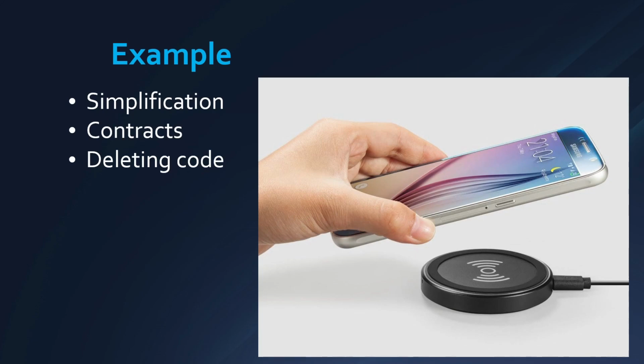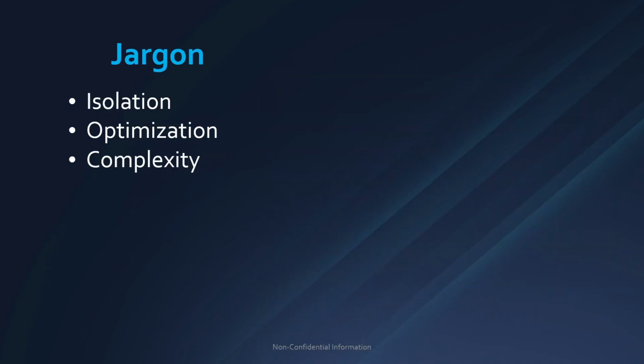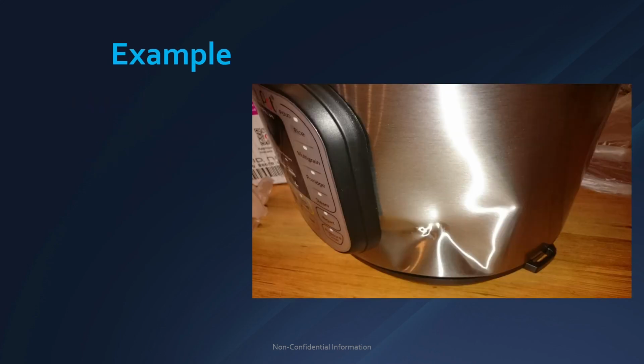And here is just an example of, we have a wireless charger. You put the thing on it and it charges. And again, everything that understands this interface can use it. Doesn't mean that it's backward compatible with all phones, but it's a way to simplify a bunch of problems that existed with previous phones. So our next set of jargon is isolation, optimization, and complexity. So let's just jump into an example.